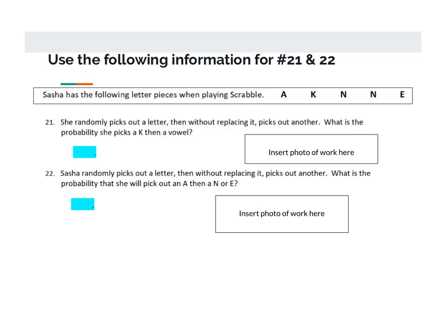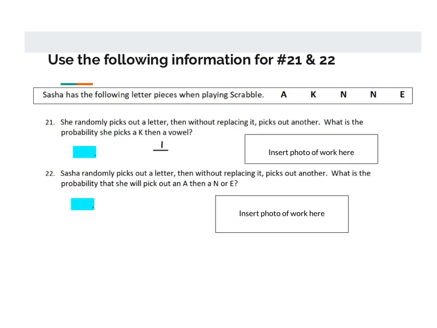Okay, for this question, we are going to be using the tiles. It says Sasha has the following letters when she's playing Scrabble: A, K, N, N, E. It's saying she randomly picks out a letter, then without replacing it, picks out another. What is the probability she picks a K and then a vowel? So these are dependent events because she is not replacing the letter after she picks the first letter. So first, let's look at the probability of her picking a K.